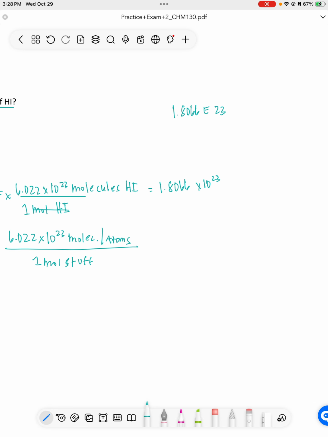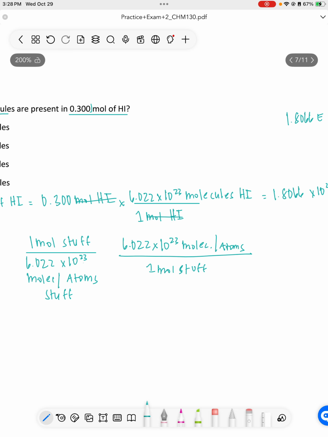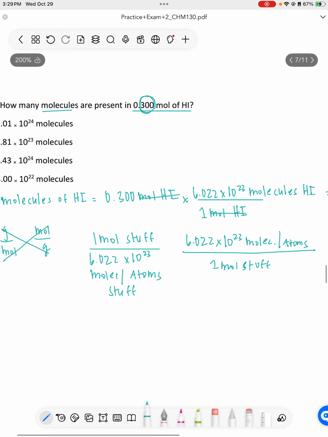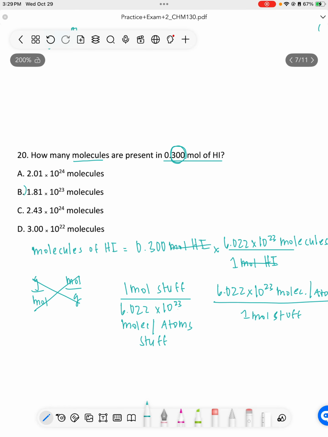Molecules of hydrogen iodide. And we had 3 significant figures in our original problem. Right here, we have 3 sig figs. So let's go back. Let's underline the 3 we want. We're going to look at 1 more. And does that 6 change our 0? It does. It changes it to a 1. So we get 1.81 times 10 to the 23 molecules of hydrogen iodide. Let's go back to our answers, and we have B.